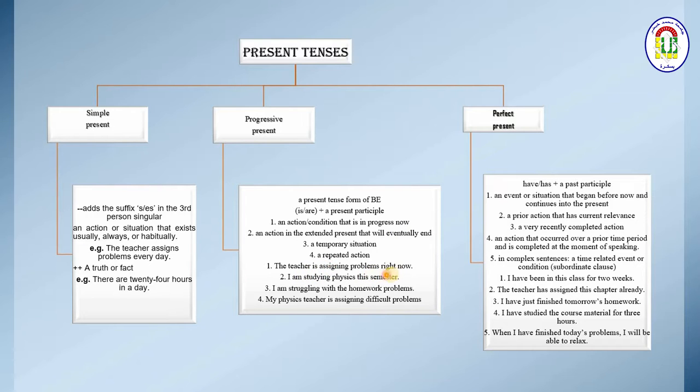Example: the teacher is assigning problems right now. Right now. The second use for the progressive present is an action in the extended present that will eventually end. Example: I am studying physics this semester.